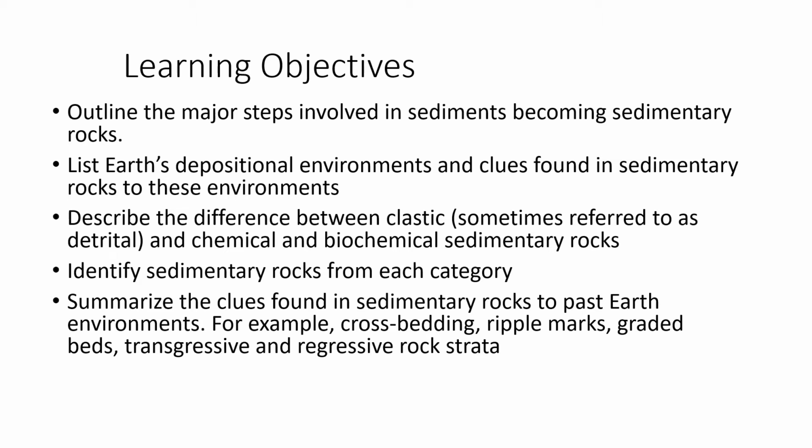Identify sedimentary rocks from each category and summarize the clues that are found in sedimentary rocks to past Earth environments. That's why sedimentary rocks are so cool. For example, cross-bedding, ripple marks, graded beds, transgressive and regressive rock strata. That refers to rocks that show us whether sea level has been increasing or decreasing.